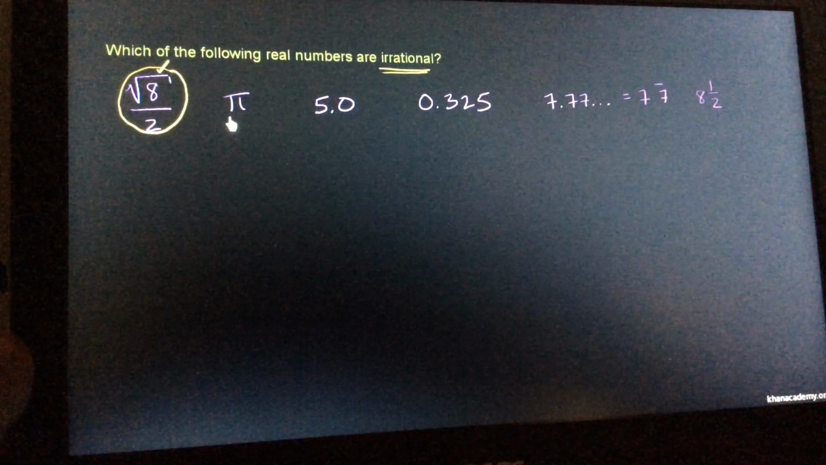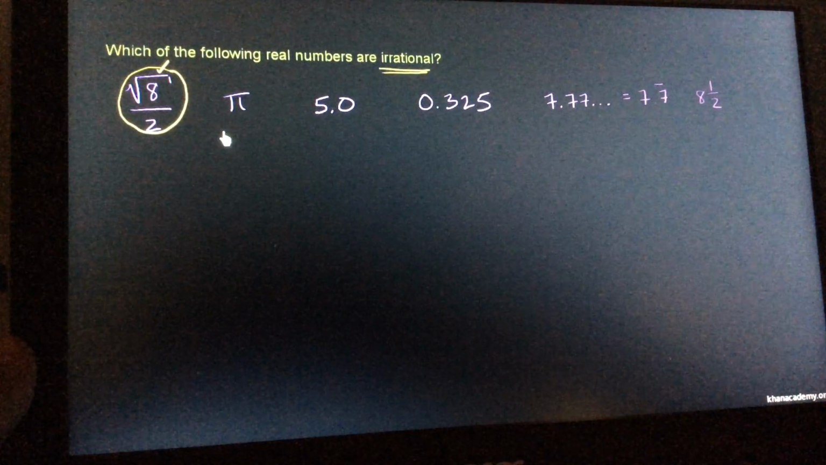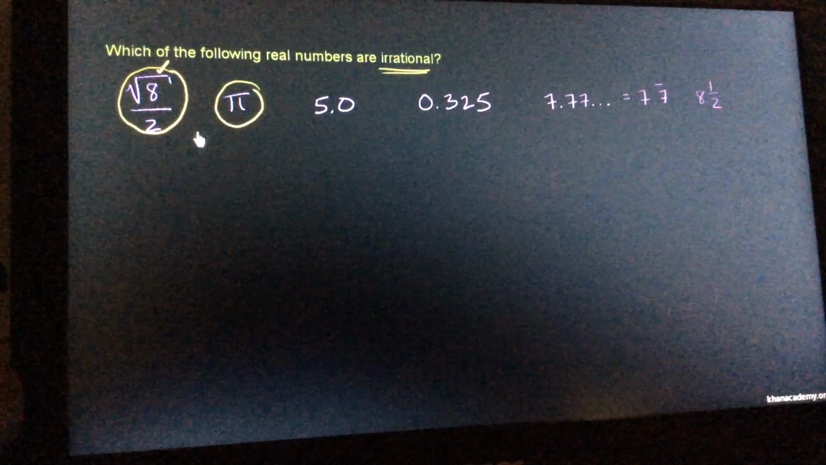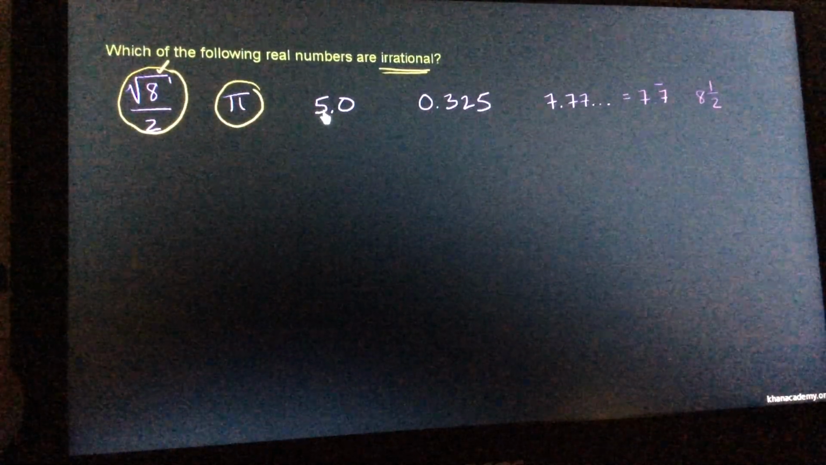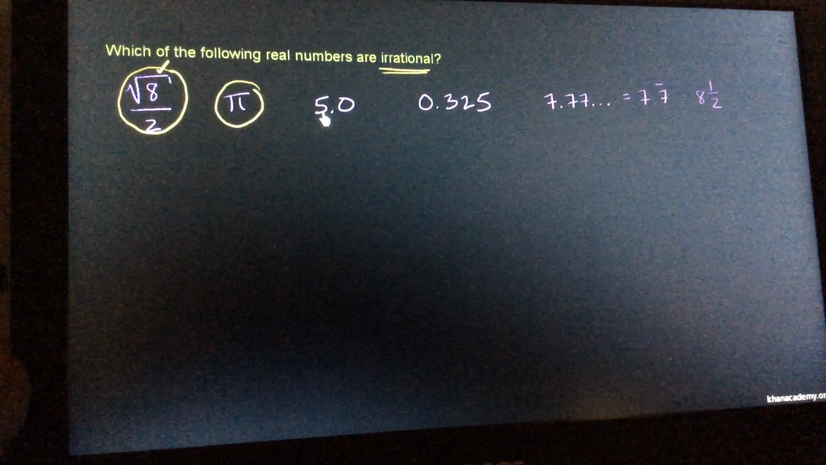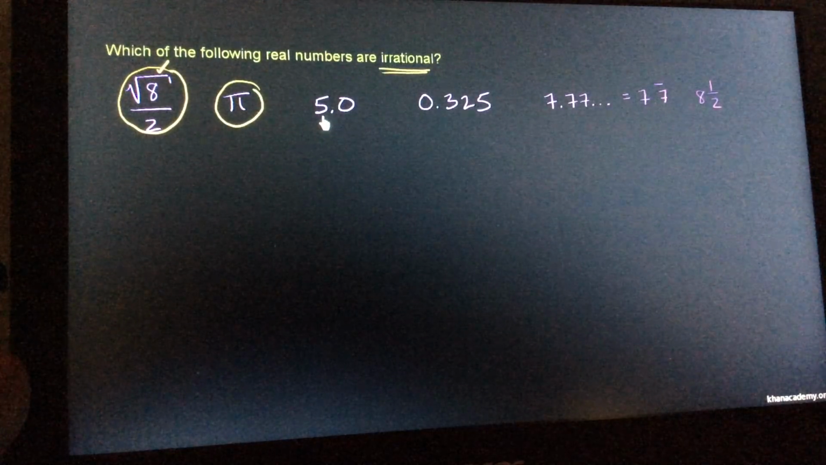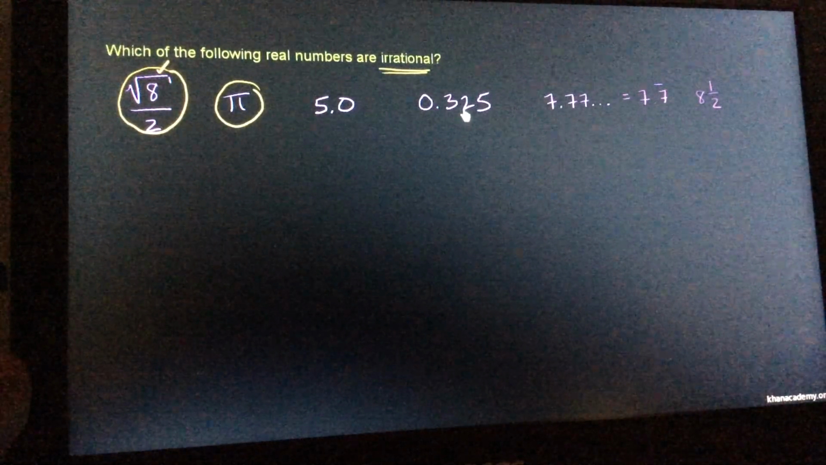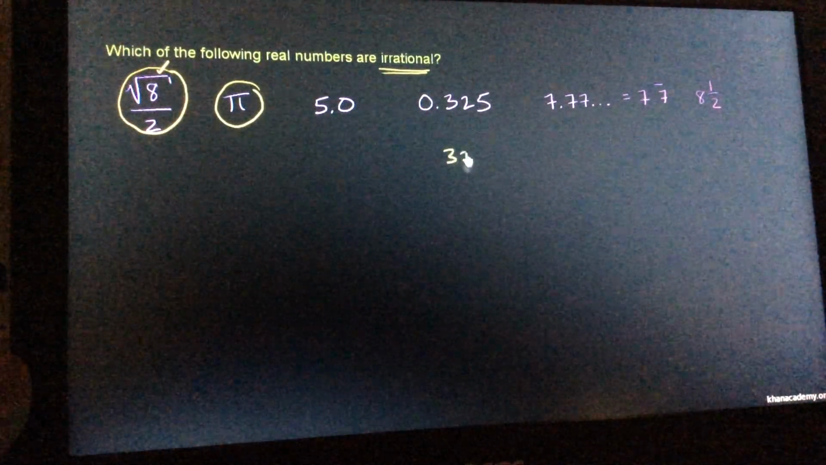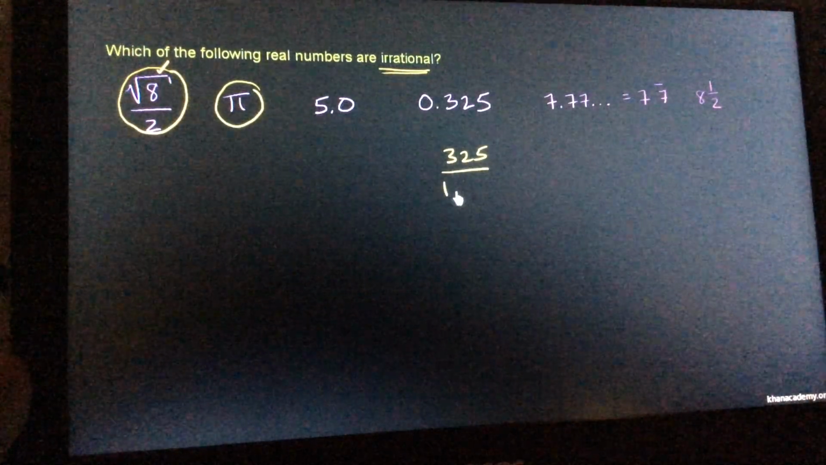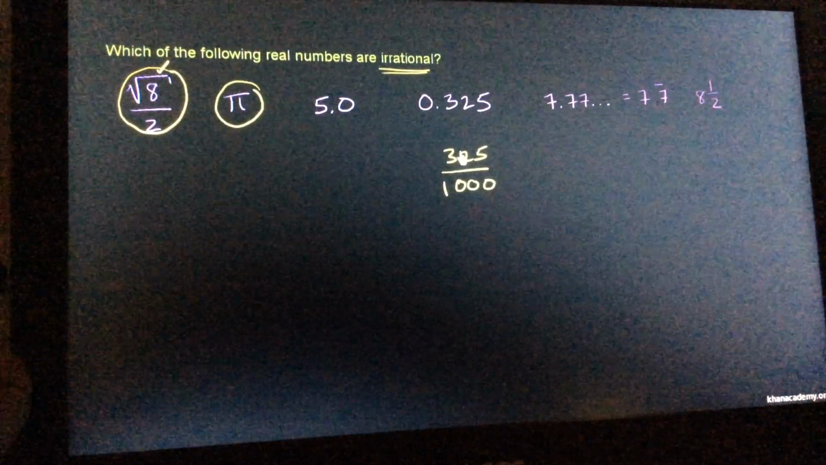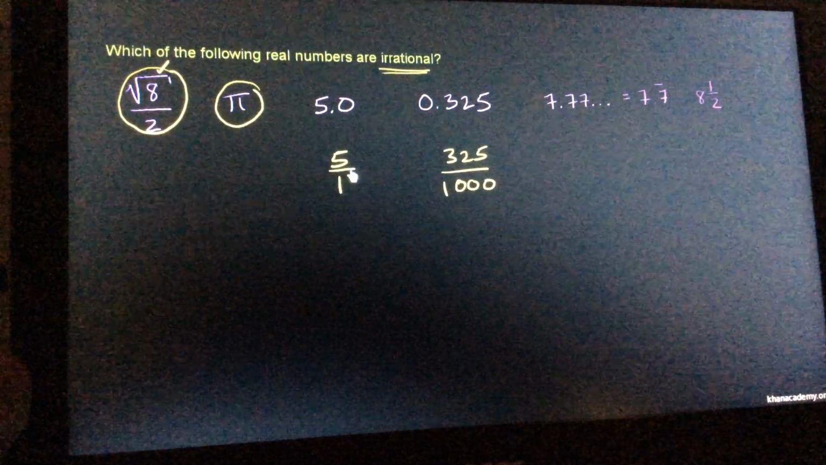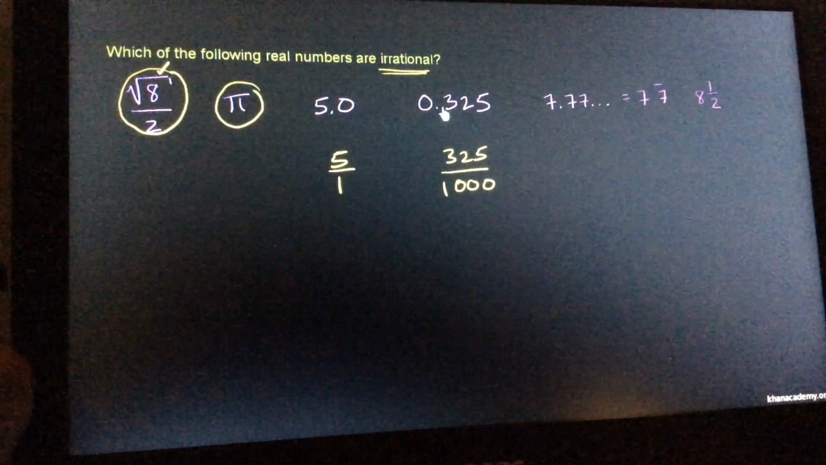Now you have pi, 3.14159, it just keeps going on and on and on forever without ever repeating. So this is irrational, probably the most famous of all of the irrational numbers. 5.0, well I can represent 5.0 as 5 over 1. So 5.0 is rational, it is not irrational. 0.325, well this is the same thing as 325 over 1,000, so I can clearly represent it as a ratio of integers. So this is rational, just as I could represent 5.0 as 5 over 1. Both of these are rational, they are not irrational.